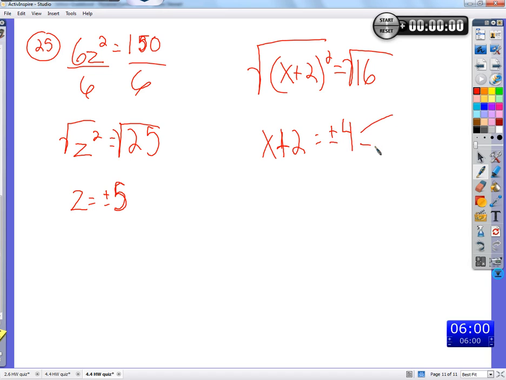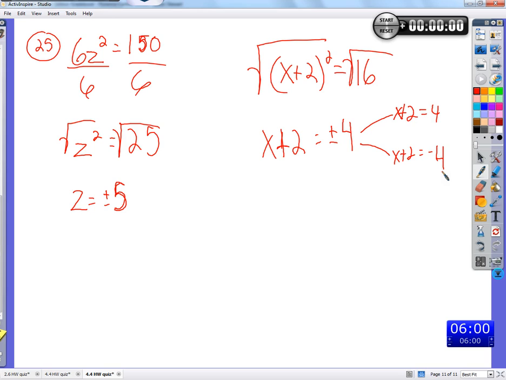Now, you need to keep in mind, this represents two different equations when I write plus or minus. It's a short way to write two equations. What's one of the equations? x plus 2 equals 4. And the other one? x plus 2 equals negative 4. It represents that it equals two quantities.